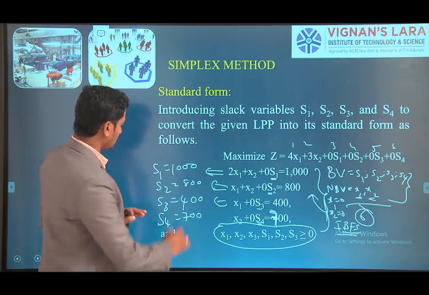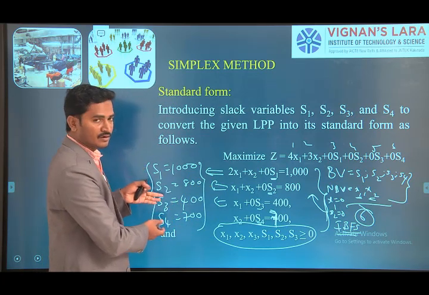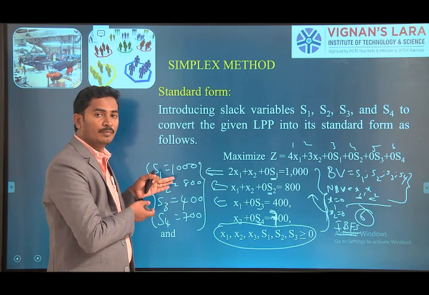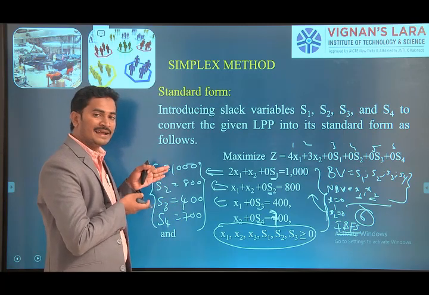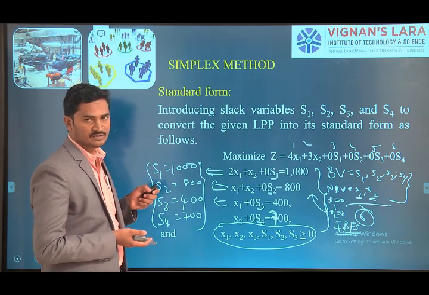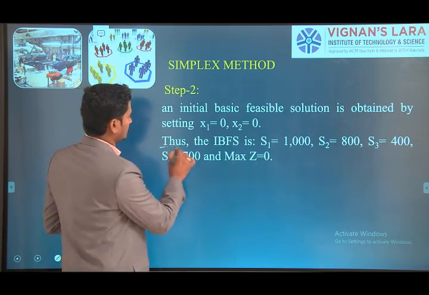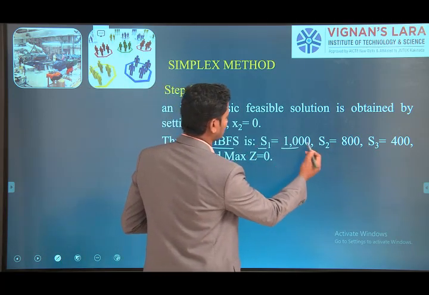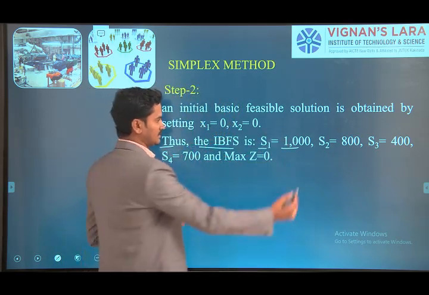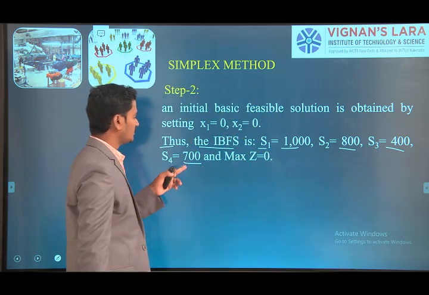Then these four values are called solution values of basic variables, or the initial basic feasible solution. These are called the initial basic feasible solution. See this. The initial basic feasible solution is s1 is equal to 1000, s2 is equal to 800, s3 is equal to 400, s4 is equal to 700.